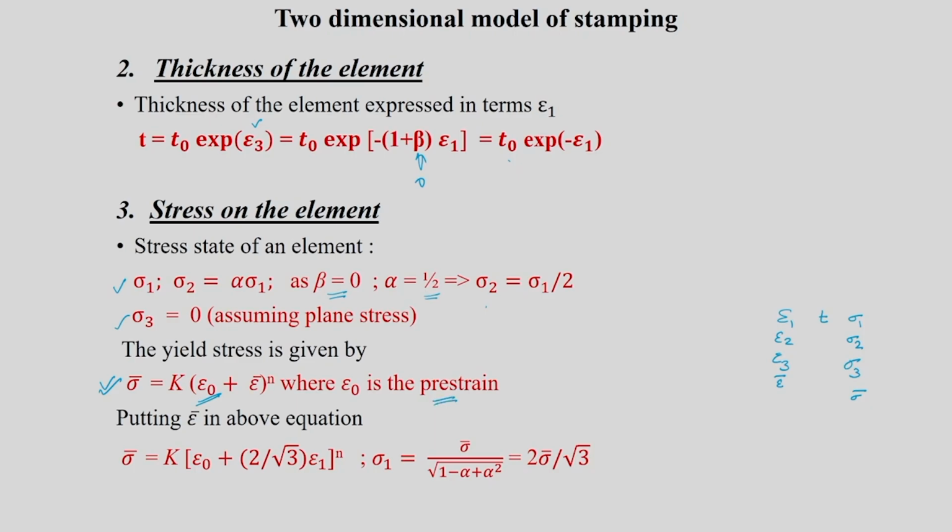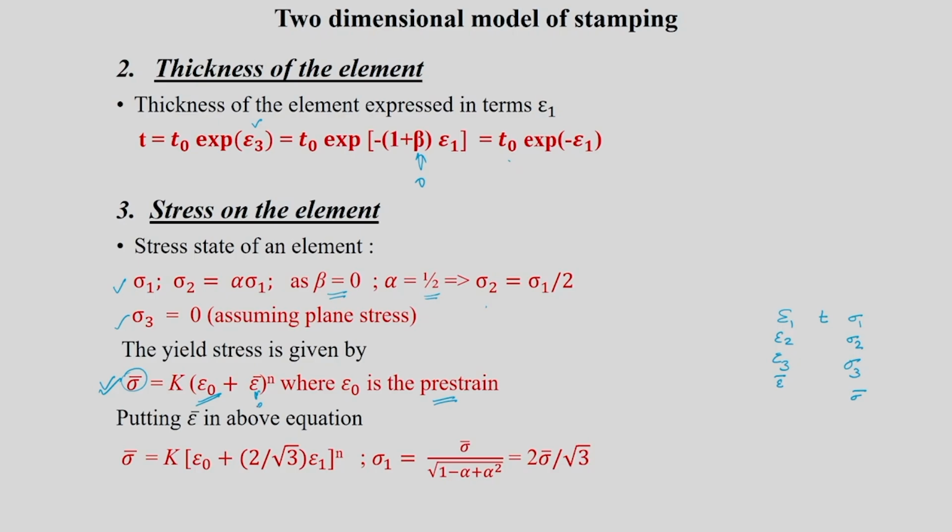Epsilon naught is called the pre-strain, and that takes care of the prior deformation of the sheet before it comes to the present stage. That is why when you say this strain is 0, there is still some sigma bar available in the material, which could be equal to your yield stress. Anyway, fine. So if sigma bar is equal to K (epsilon naught plus epsilon bar) power n, then we need to put epsilon bar in this equation.